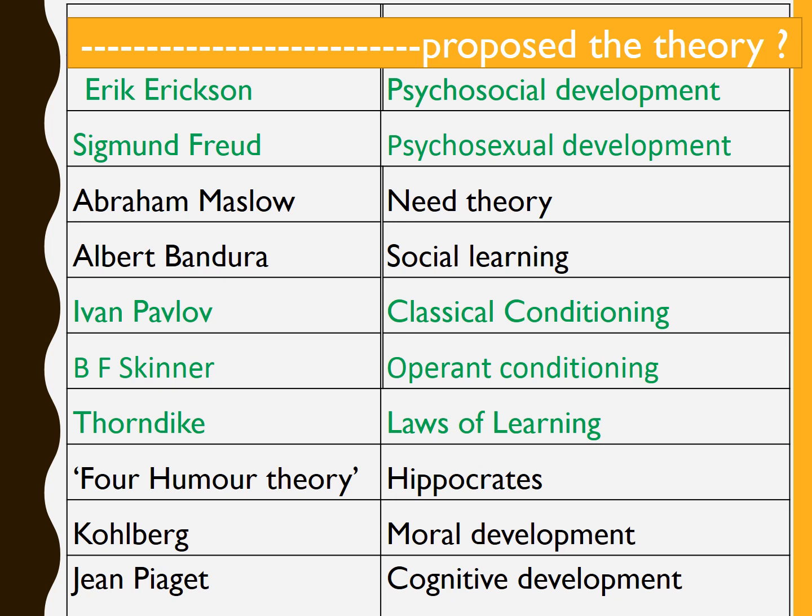Now the behavioral theories, three theories are there. Classical conditioning was explained by the famous Ivan Pavlov, the operant conditioning was explained by B.F. Skinner, and the laws of learning was explained by Thorndike. Now Hippocrates was the initial pioneer for humor theory, which was about the description of personality. Now for intellectual and moral development, we have two theories. Moral development theory was explained by Kohlberg. Cognitive development, intellectual development, was explained by Jean Piaget.